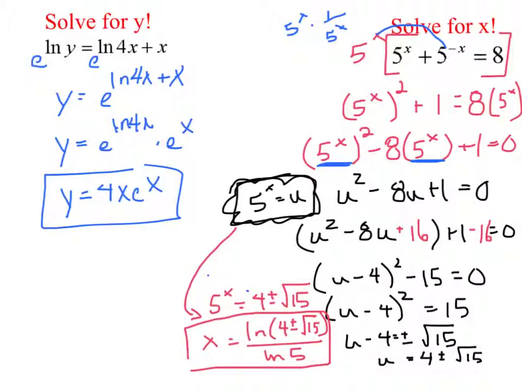One last thing. You might just want to pay attention to the fact that since the square root of 15 is less than 4, 4 minus that number is positive, so we can take the natural log. If this were 20, I couldn't take the natural log. This signifies I have two answers, but it's very possible if what's under the square root is too big that I only have one answer.